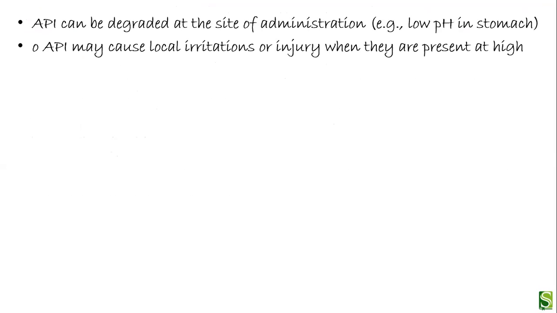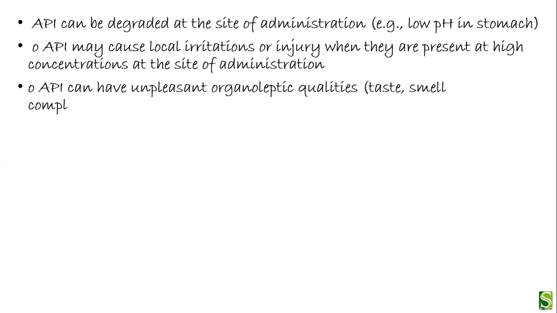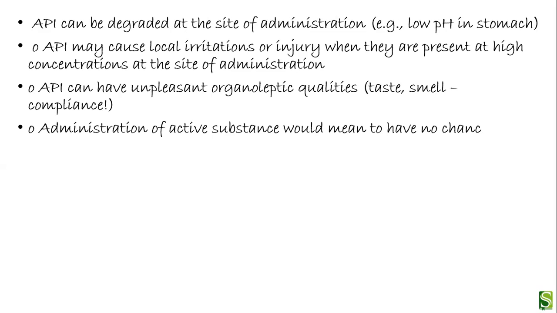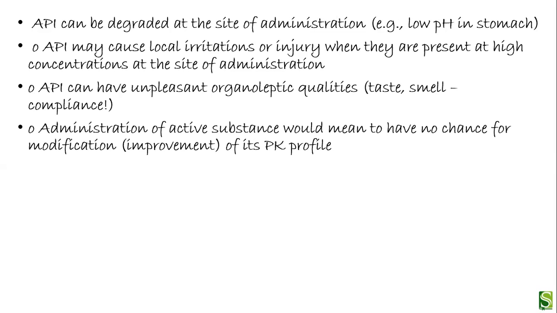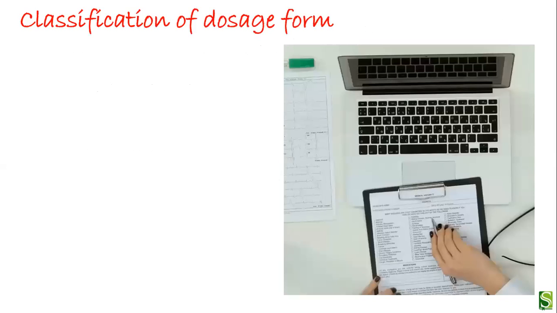API may cause local irritation or injury when present at high concentration at the site of administration. This is mostly seen in case of aspirin. It causes irritation to your gastric mucosa. API can have unpleasant organoleptic qualities like taste, smell, and compliance. So, for these reasons, you have to go for preparing a dosage form. Administration of active substance alone would mean no chance for modification or improvement of its PK profile. Okay, so now let us see classification of dosage forms.